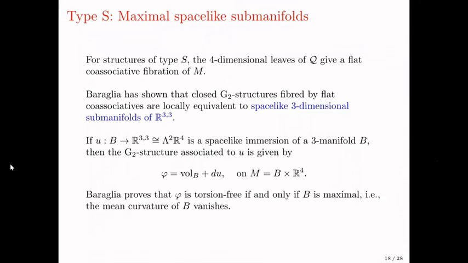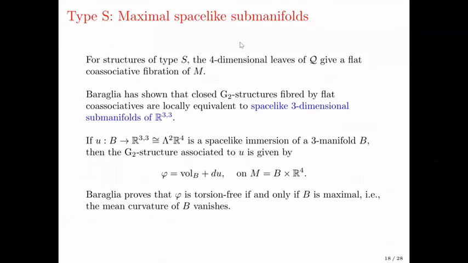Okay, and furthermore, he proves that if phi is going to be torsion free, then that's true if and only if this immersion is maximal, i.e. the mean curvature of this immersion vanishes. So maximal here, because we're in the pseudo-Euclidean space, that would be called minimal if this was a Riemannian manifold, but it's called maximal here.